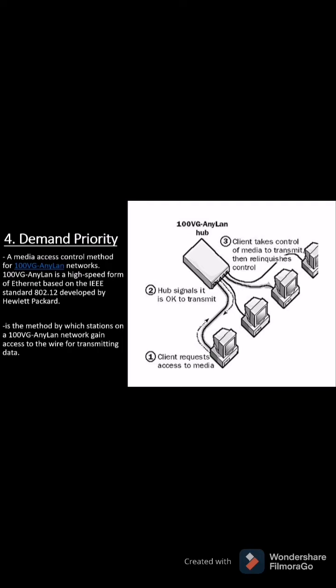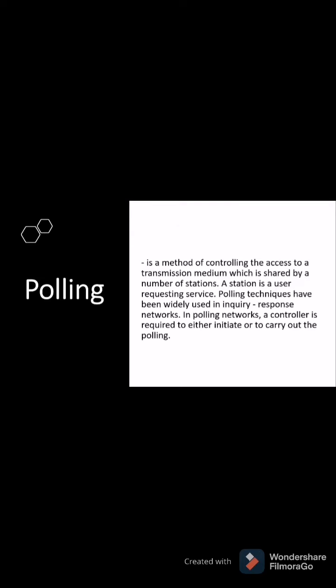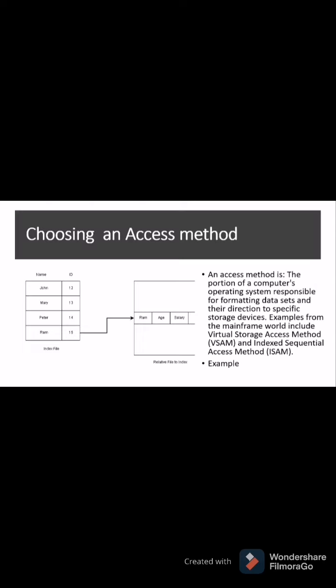What is demand priority? Demand priority is a media access control method for 100VG-AnyLAN networks. 100VG-AnyLAN is a high-speed form of Ethernet based on the IEEE 802.12 standard, developed by Hewlett-Packard. It is the method by which stations on a 100VG-AnyLAN network gain access to the wire for transmitting data. What is polling? It is a method of controlling access to a transmission medium which is shared by a number of stations.